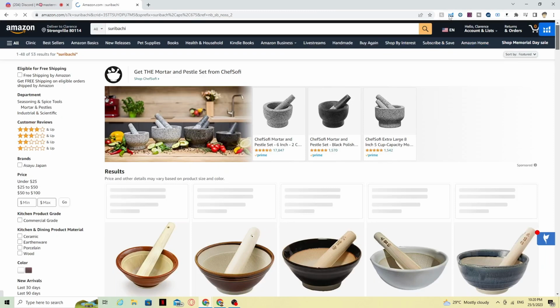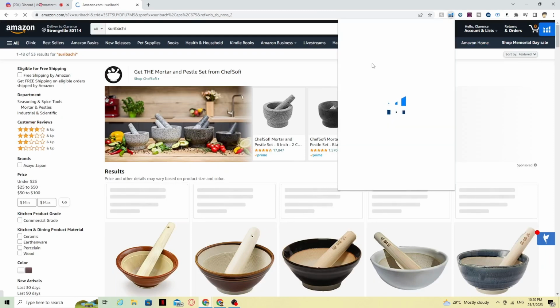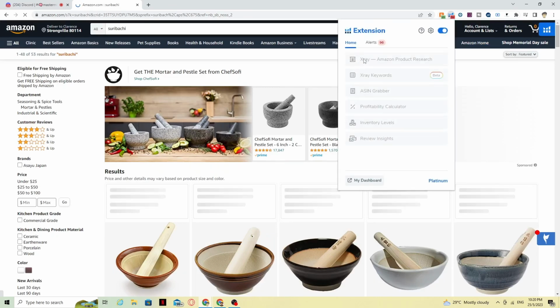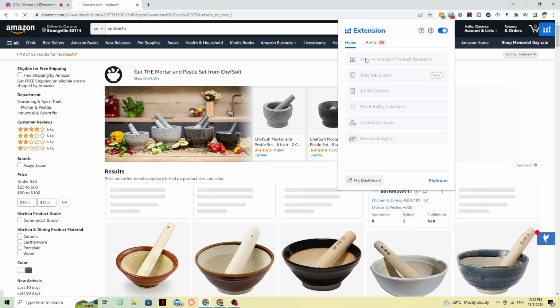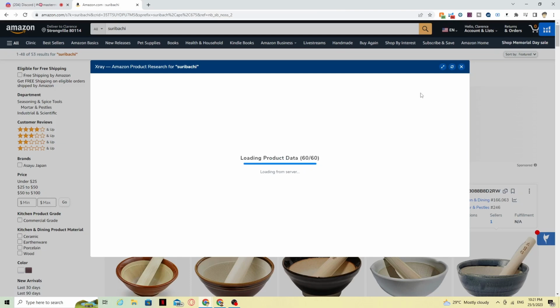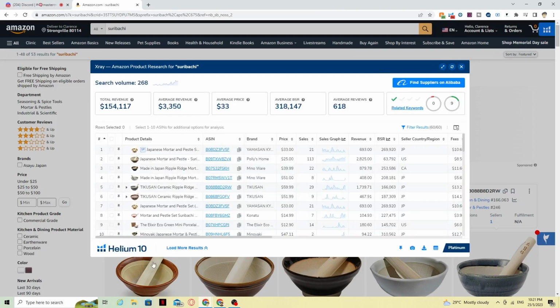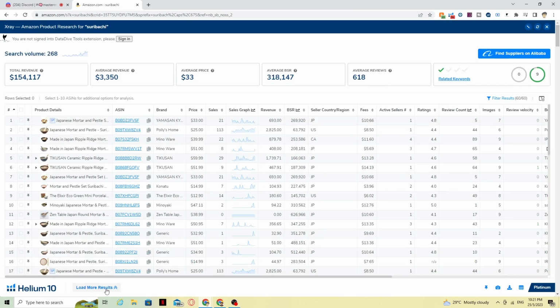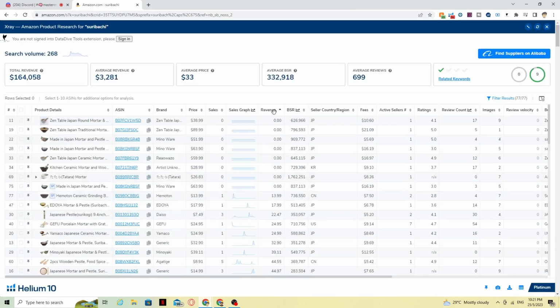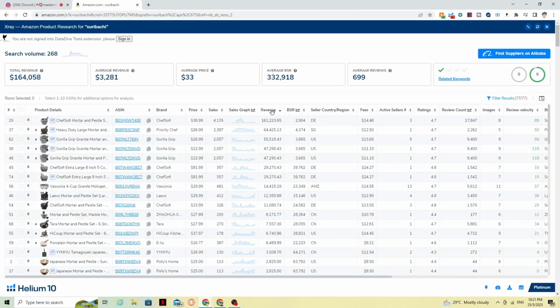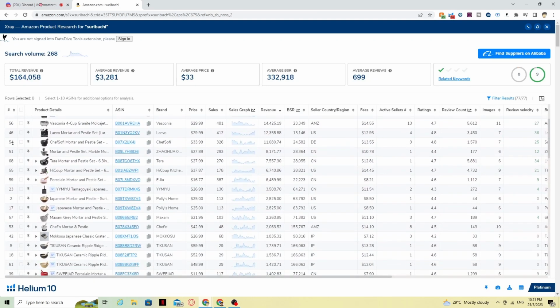Once again, I'm just looking at the desired launch price. I'm looking at the top competitor here to determine the launch price, so we can do the profit margin and the ROI calculator. Okay, X-ray, let's go. Load more results for a more accurate top 10. Revenue, top to bottom. The best selling Suribachi set is this one. This is the best one.